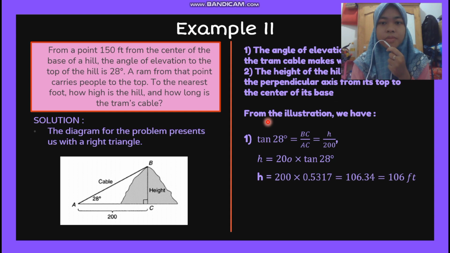From the illustration, we have tangent 28 degrees equals BC divided by AC, equals H divided by 200, and H equals 200 times tangent 28 degrees, equals 200 times 0.5317, equals 106.34, so 106 feet because we round down.